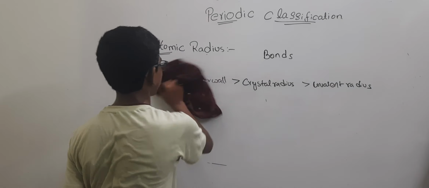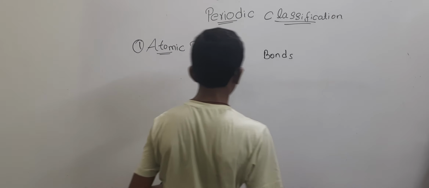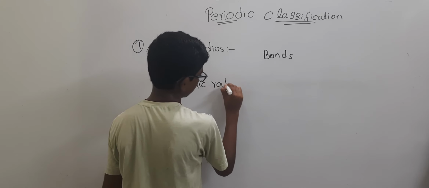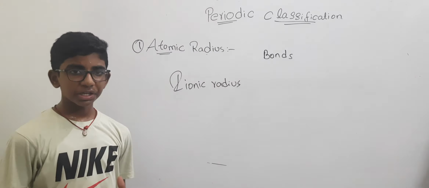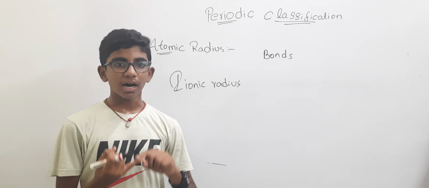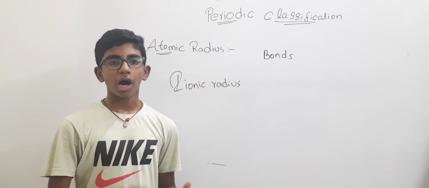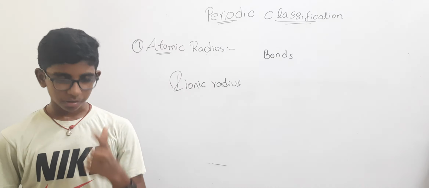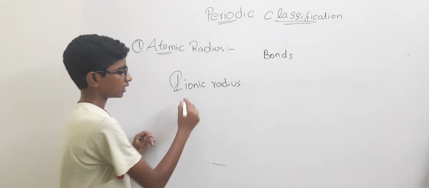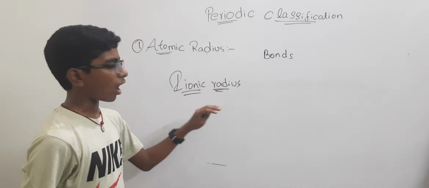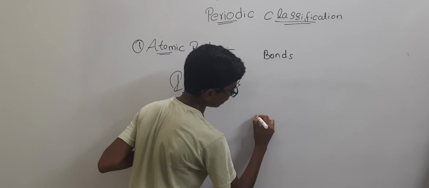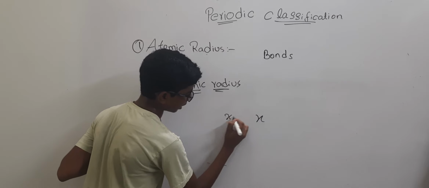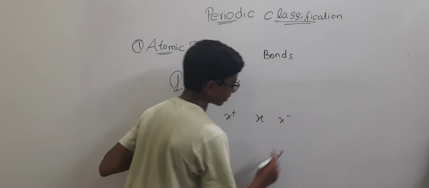Now we discuss what is ionic radii. It is a very simple definition. What is meant by ionic radius? The ionic radius is the distance from the center of the nucleus to the outermost shell of an ion. The same definition as atomic radius. In ionic radius, we take an element X. It has some atomic radius. It loses one electron and forms X plus, and it gains one electron to form X minus.